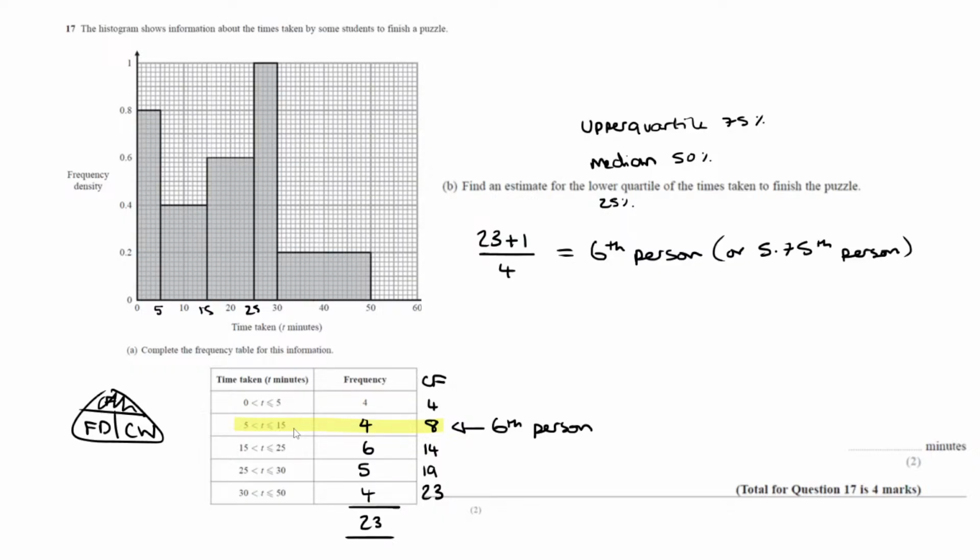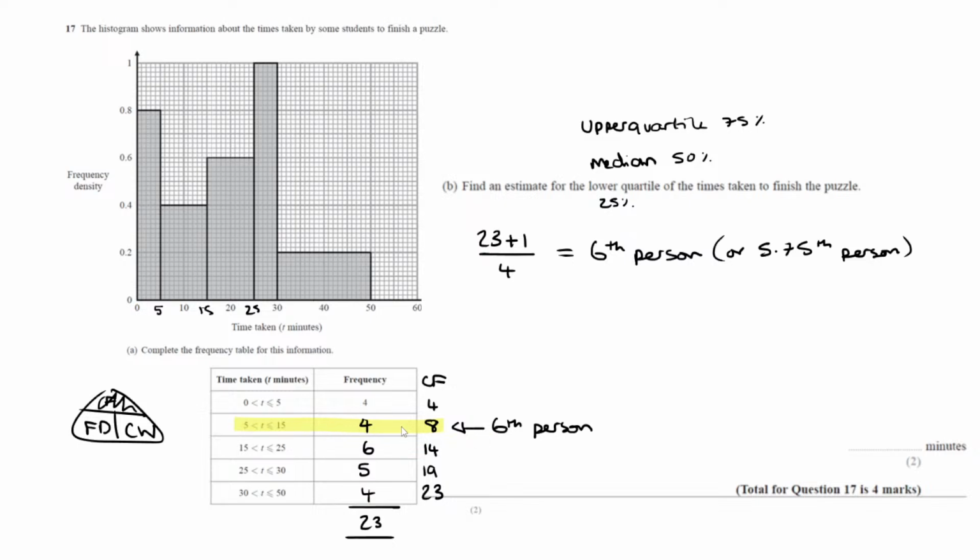Yeah, so my lower quartile, I now know, is somewhere between 5 and 15 minutes. But obviously, I don't want a range. I want a more specific answer. So that's why I need to now go a step further and go, okay, well, what's my estimate for where person number 6 would fall between 5 and 15? So this is the bit I think people struggle with a bit more, getting their head around it.